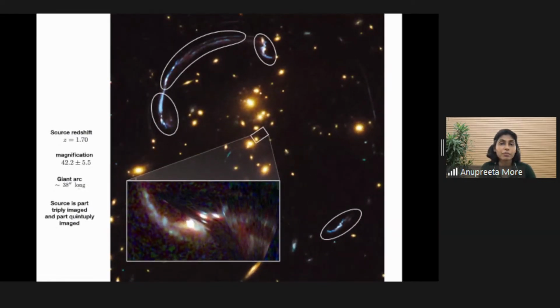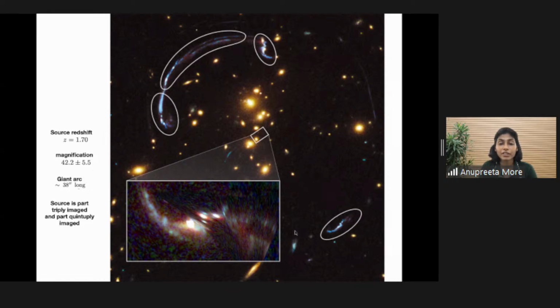And so I'm just showing this one example again, where there's this one galaxy cluster where a distant spiral galaxy located at a redshift of 1.7 is being highly magnified. The magnification factor, which is obtained from the model of the system, is about 42. So you can see there is extreme magnification happening. Even by looking at these giant arcs, we can see there are strong distortions. The size of this arc itself is extremely big. It's roughly 40 arc seconds in the sky.